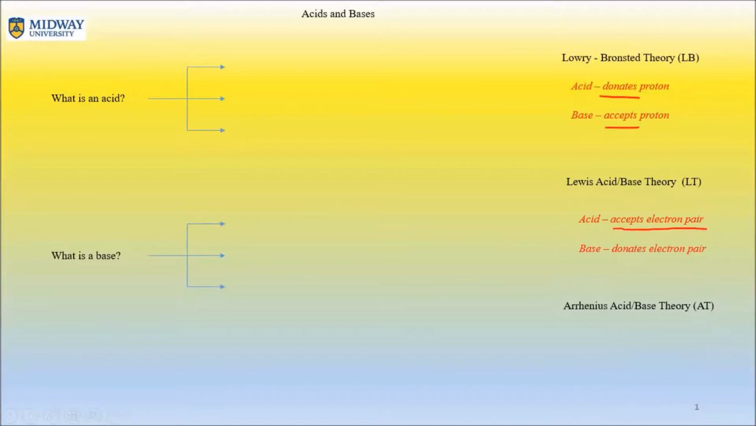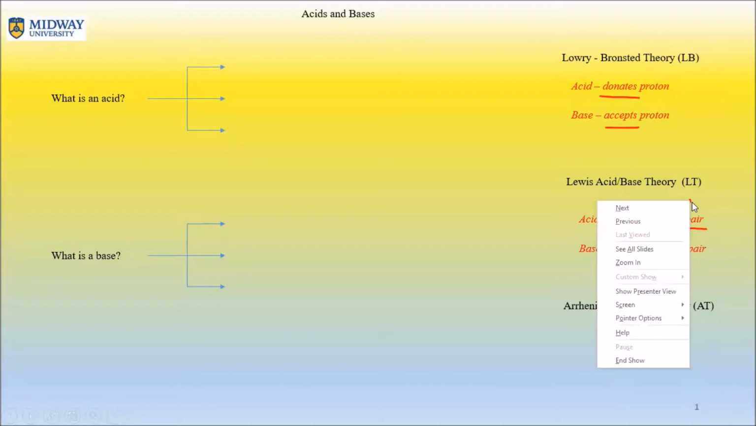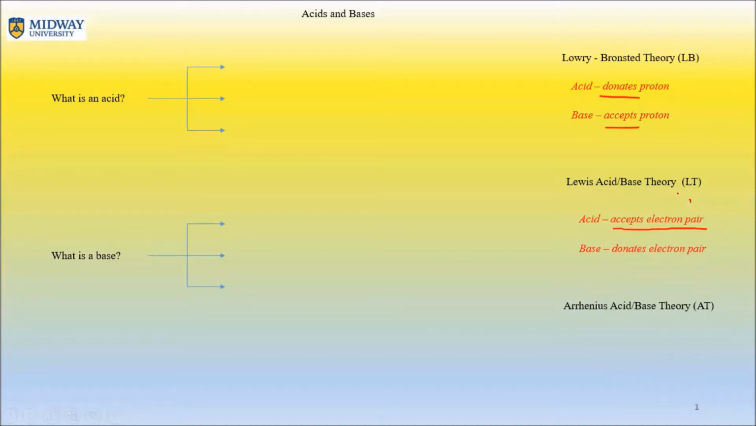Accepts an electron pair. Now pay attention to the terms. That's why I kept it very simple, three words, two words, so that your eyes can focus on the key words here. Accepts an electron pair means a pair of electrons. So accepts a pair of electrons.